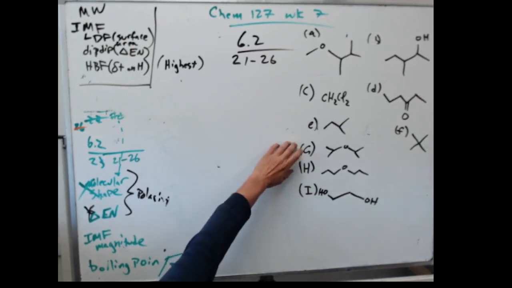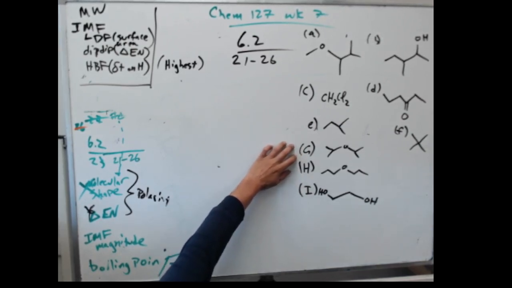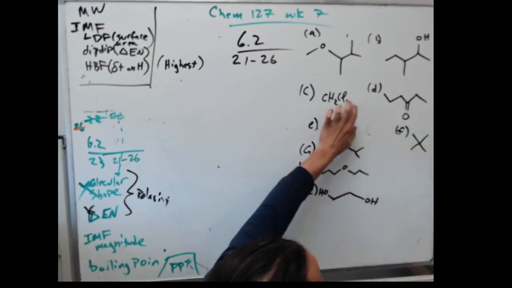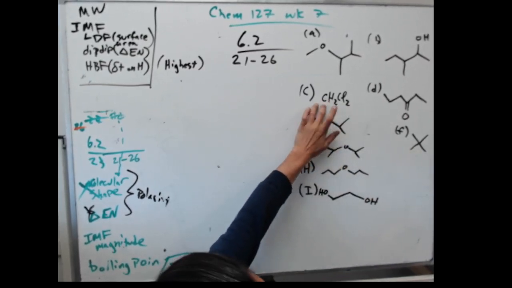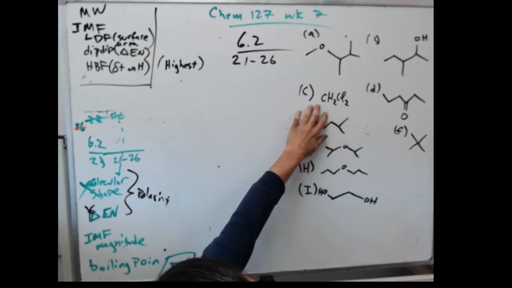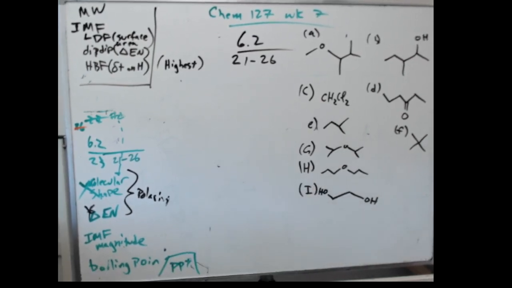Right? This one, a little bit bigger mass. This one, a little bit smaller mass. This one with the chlorine's pretty heavy. So this one ends up, even though it's a smaller molecule, smaller surface area, it's actually not that much smaller in mass. So I don't think mass is going to be a huge consideration for any of these.